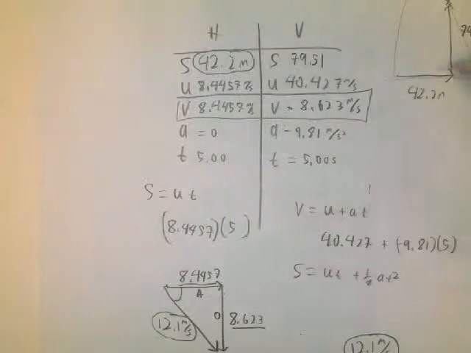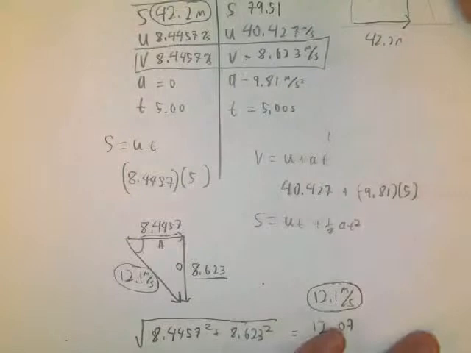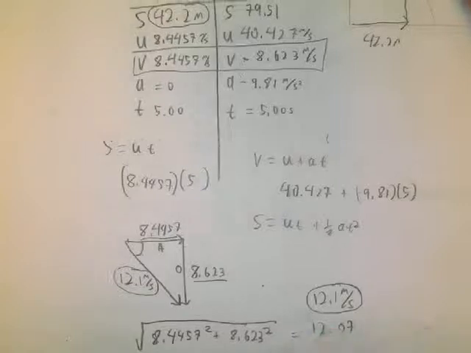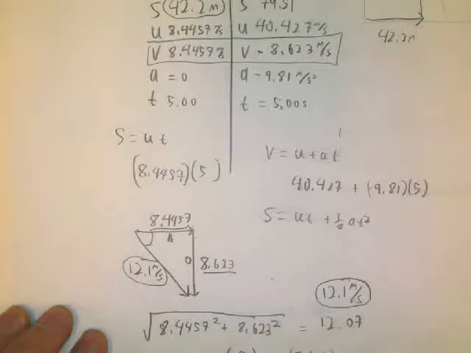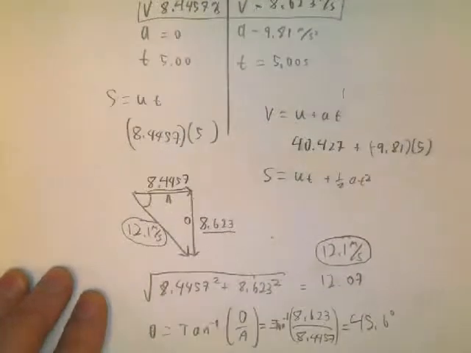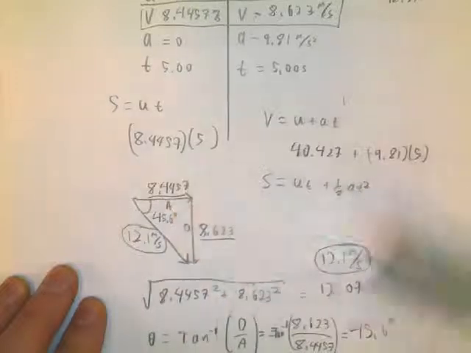Our position at 5 seconds is 42.2 over, 79.5 up. And our velocity at that instant is going over and down like that. The hypotenuse here is 12.1 meters per second. That's the speed of it, and it's 45.6 degrees below horizontal, like that. That's 45.6 degrees. And there you go.